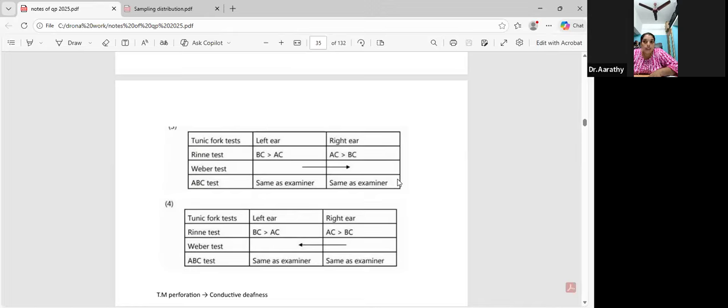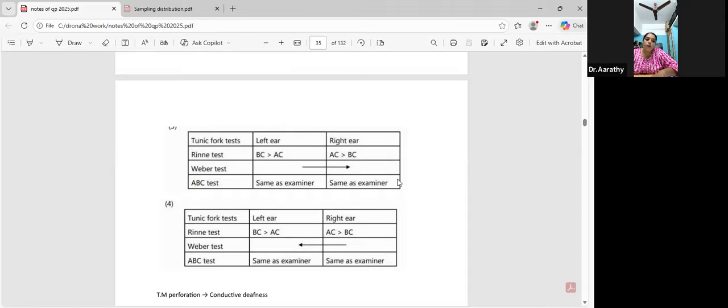So now we are moving on to the inner ear, right? The inner ear is more related to sensory neural deafness and not conductive deafness. Here our case is conductive deafness, so always keep in mind that this case is of conductive deafness. It has something to do with only the external ear and middle ear, not the inner ear. The ABC test assesses the cochlear function, which is the inner ear.